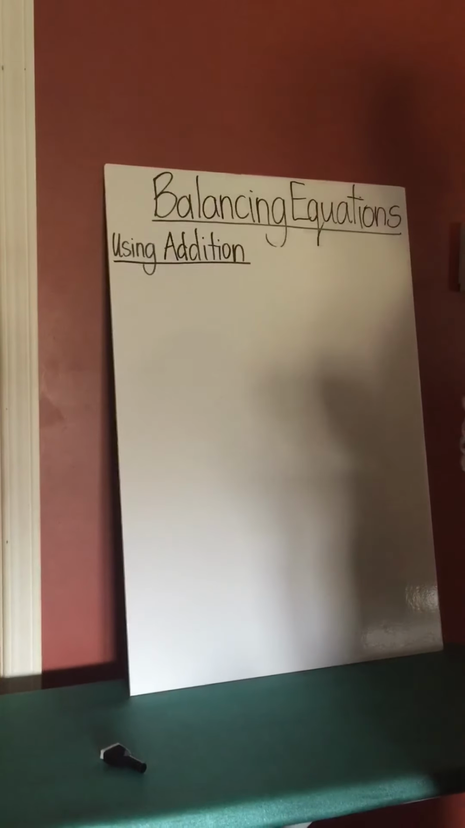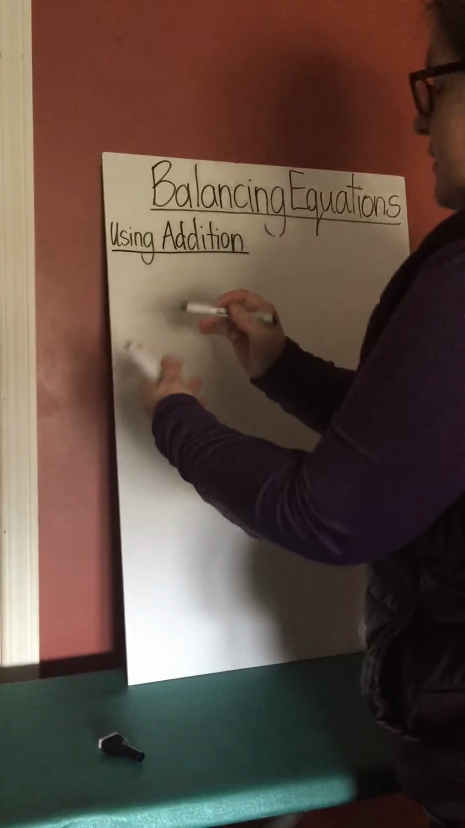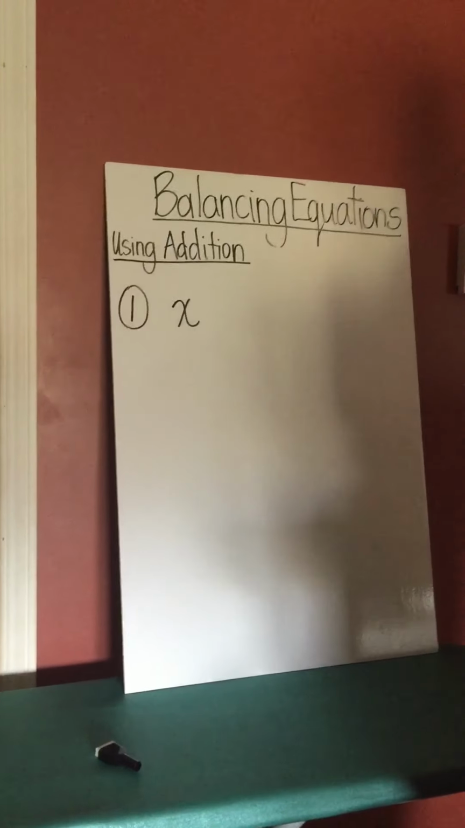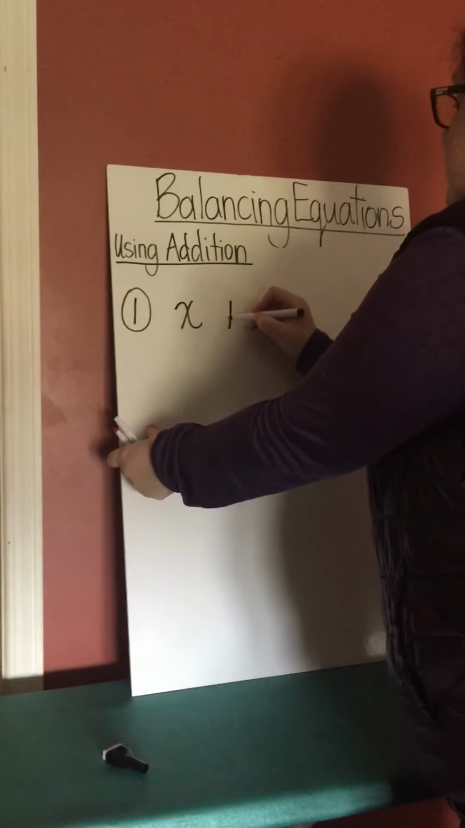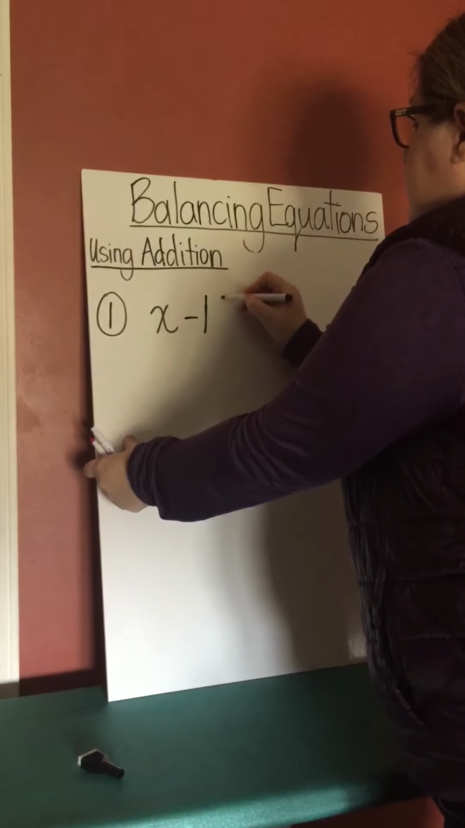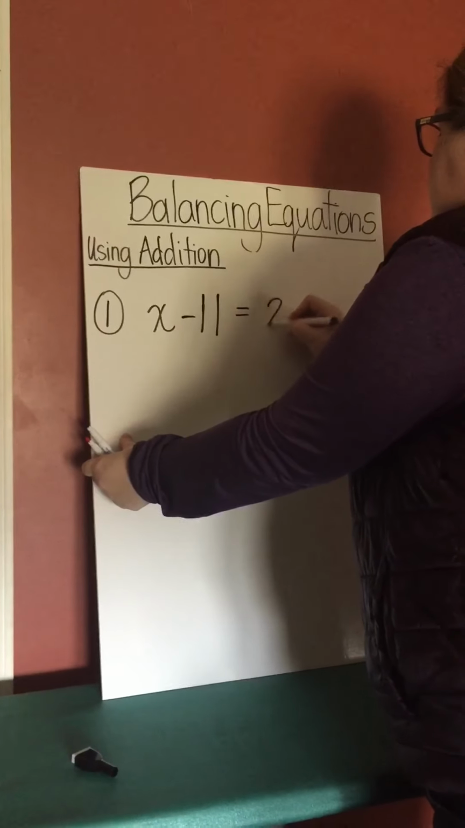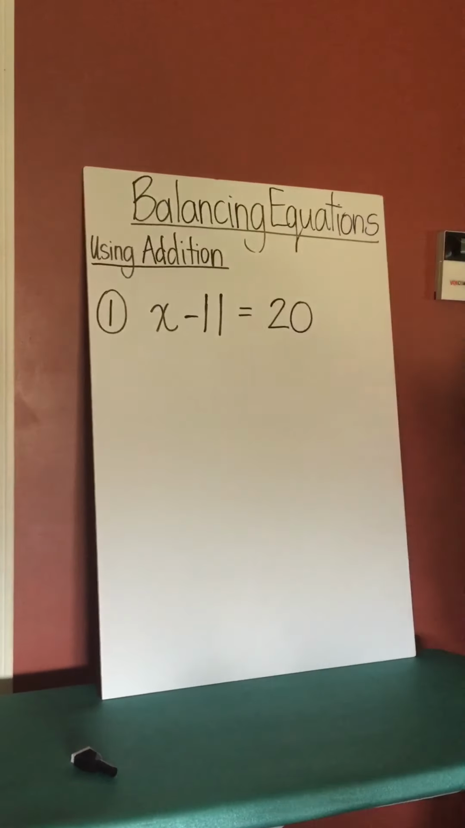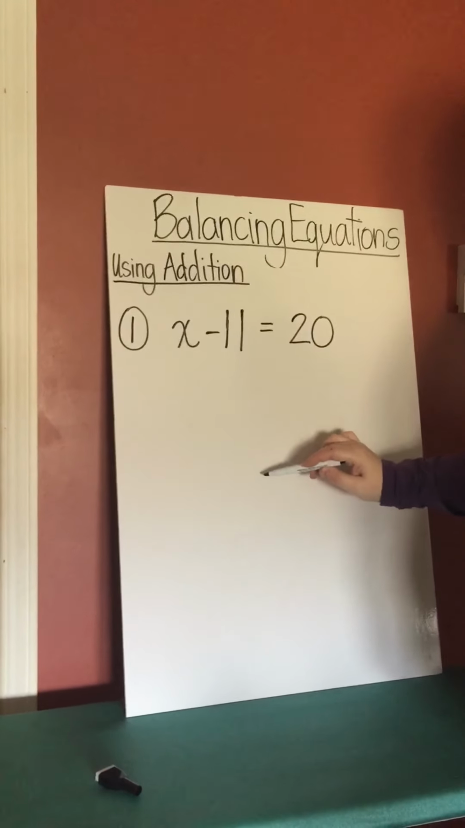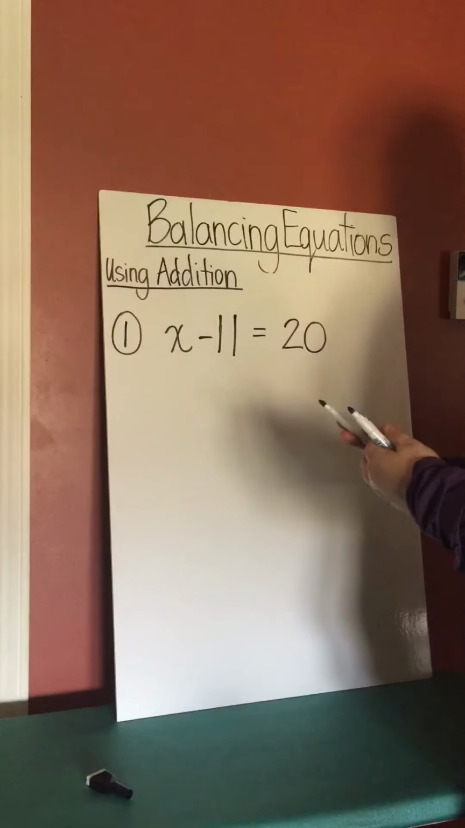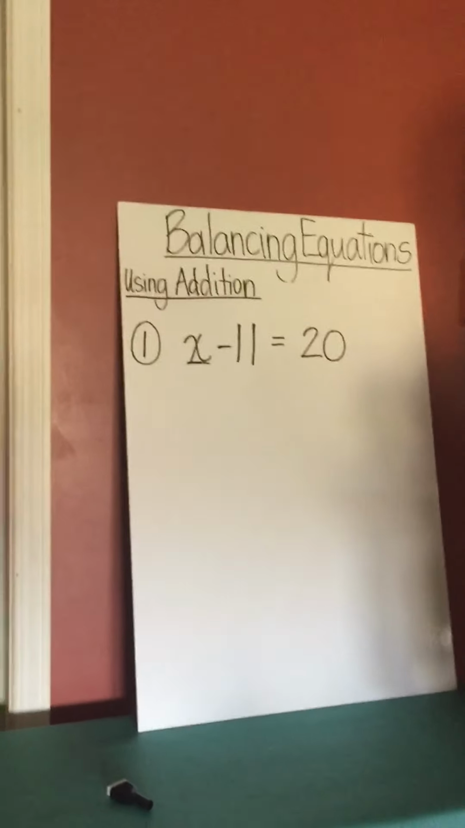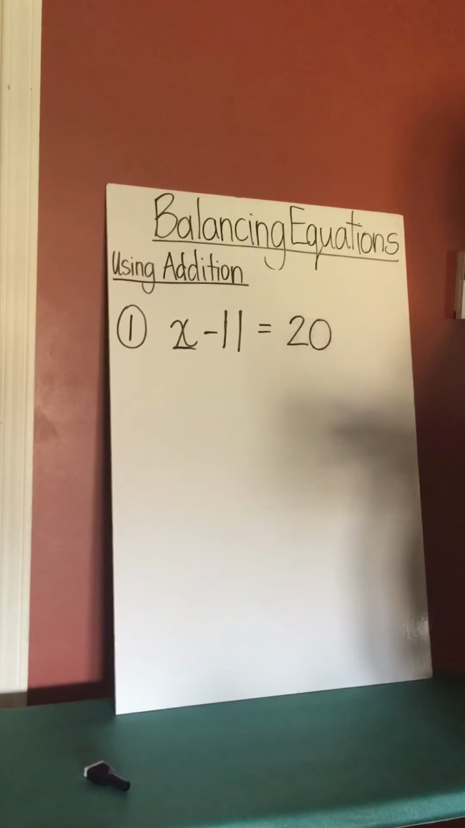So the first one we're going to look at is x minus 11 equals 20. And we're going to do a good job of keeping our equal signs in a nice vertical column here. So I'd like us to get the letter x all by itself. It's called isolating the variable, getting it all alone.